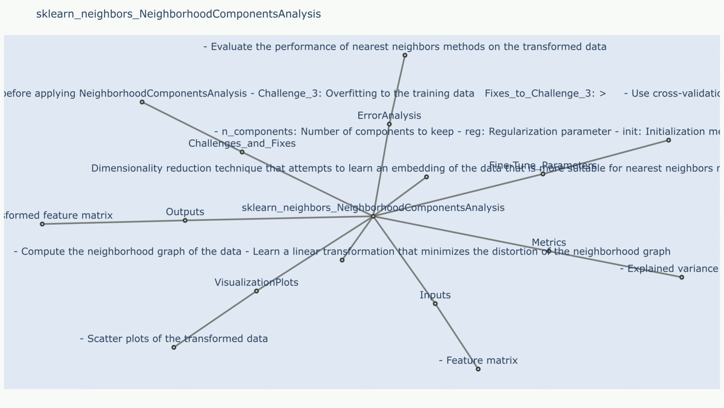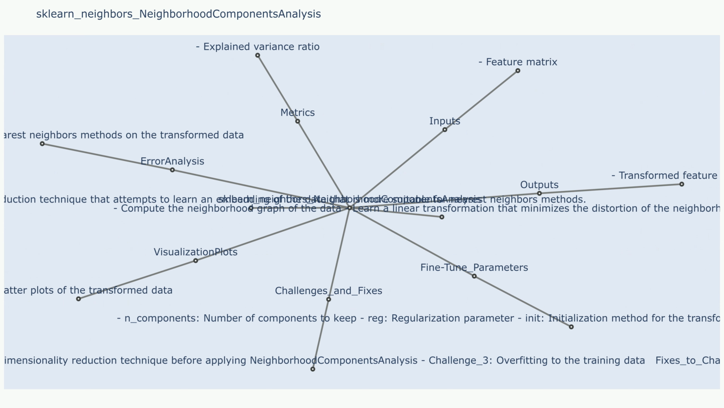Visualization plots: scatter plot. This can be used to visualize the data in the original and projected spaces. This helps to understand how the neighborhood structure is preserved in the lower dimensional space. Fine-tune parameters: n_components. This parameter controls the dimensionality of the output space and needs to be carefully chosen based on the desired level of dimensionality reduction and the trade-off between accuracy and complexity.